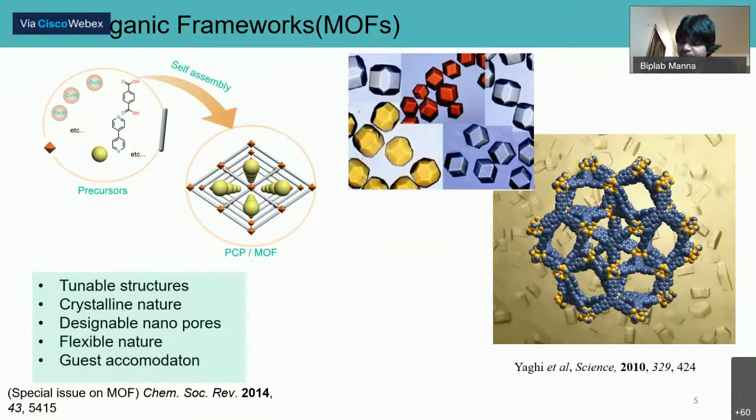They said that the surface area of a MOF is so high that the surface area of a football, a soccer ground, can be put into 1 gram of MOF, as he was explaining in a lecture. The main advantages of MOFs are their tunable structure, crystalline nature, designable nanopores, and importantly, guest accommodation and flexible nature. I will come to this flexible nature and guest accommodation, and I'll mainly focus on this.